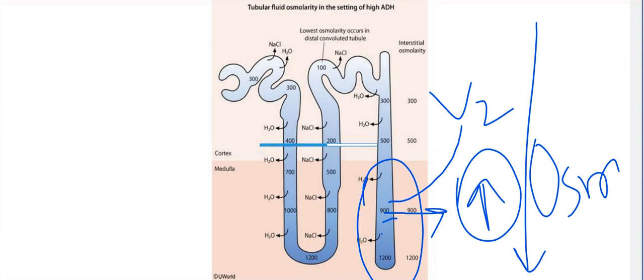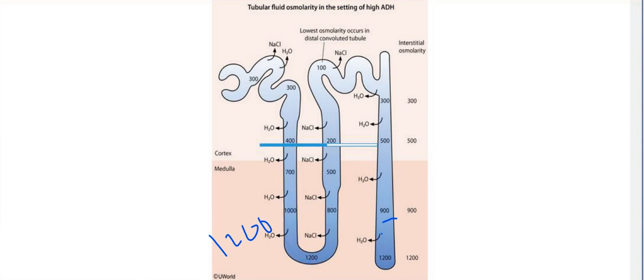One important concept you also need to know is that water moves from low osmolality toward higher osmolality. In that case, if there is 1200 osmolality here and in the nephron it is 1000, water will move out. That ultimately leads to the concentration of the urine.